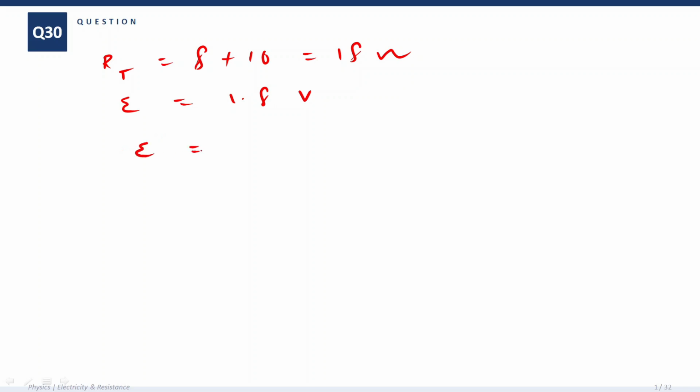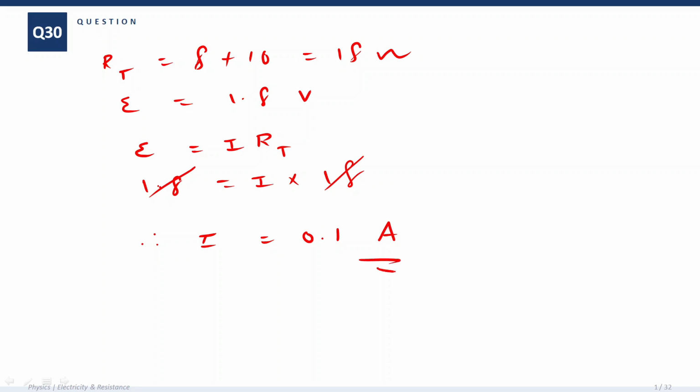So epsilon equals I RT, total resistance. 1.8 equals I into 18. So we will cancel: 18 one's are 18, 18 times 0.1 is 1.8. Therefore current in the circuit I equals 0.1 ampere. This is the current.